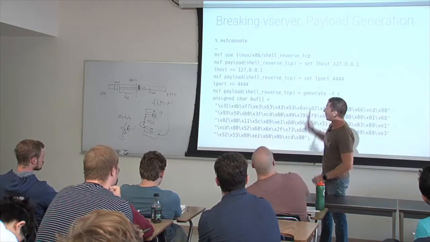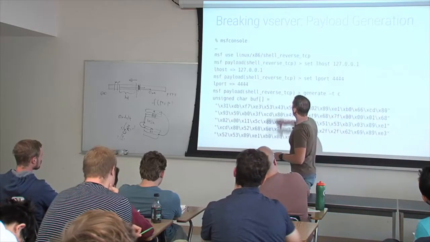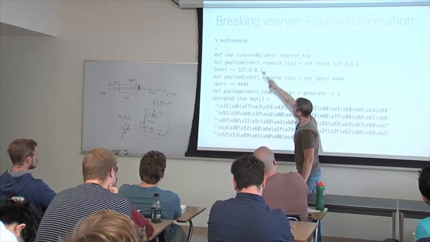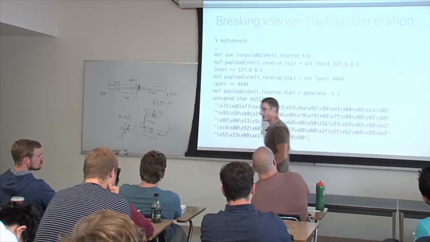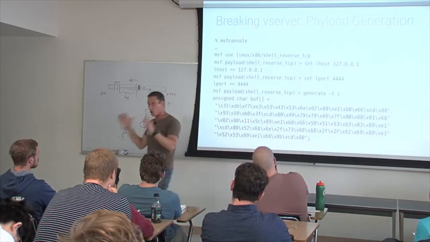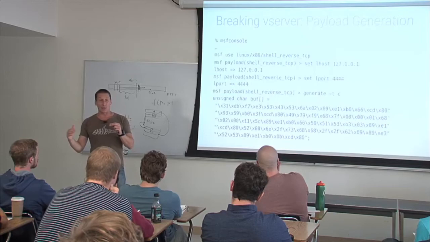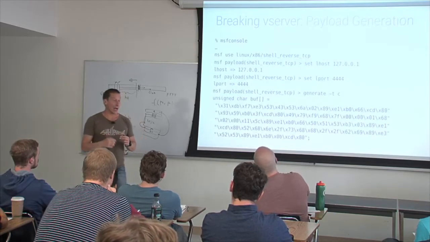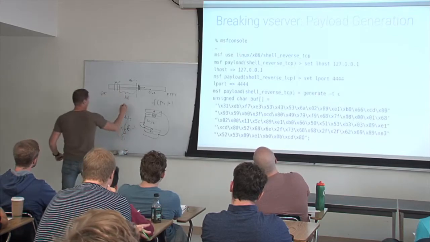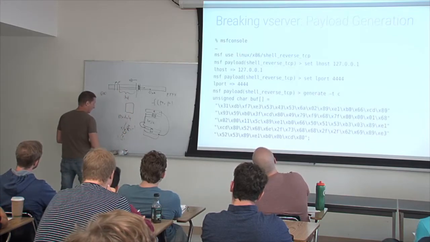So we open Metasploit, and we can say, hey, I want to use this Linux x86 shell reverse TCP. That means I want some shell code that when it's executed, calls me back. Okay? So this is the server that I'm attacking.